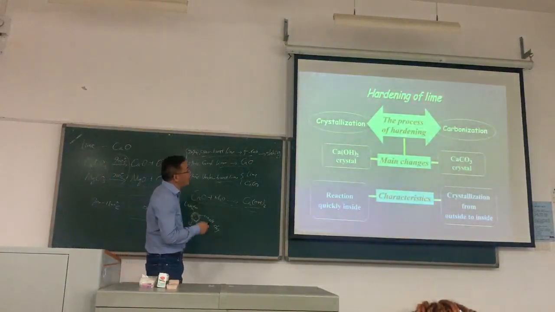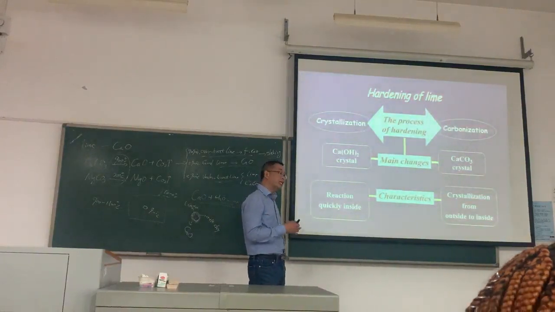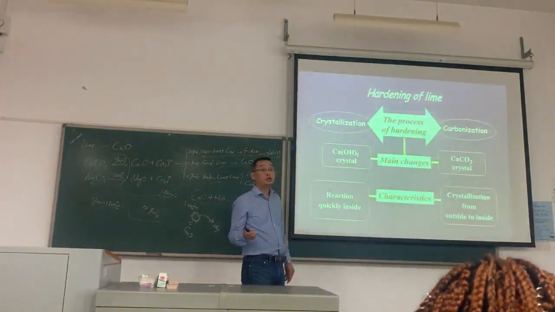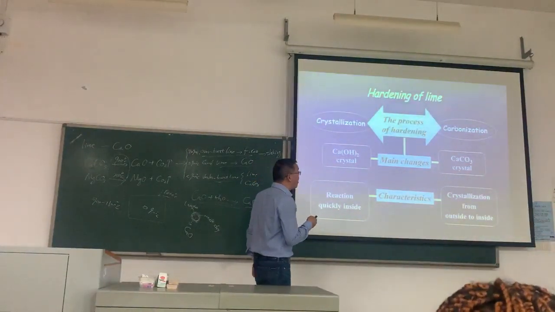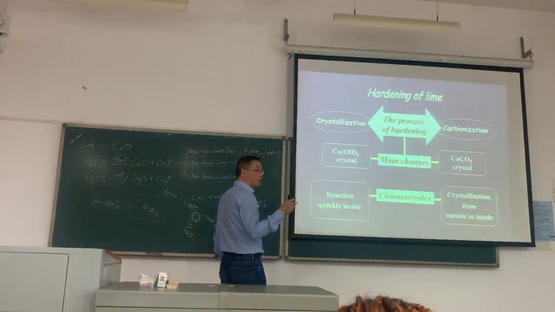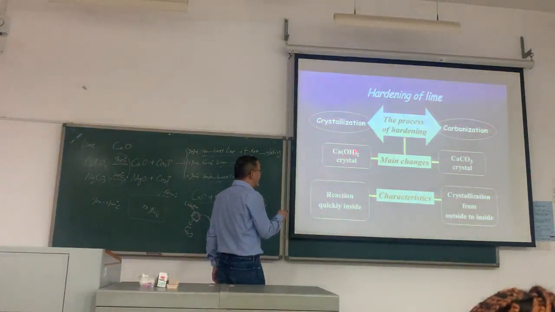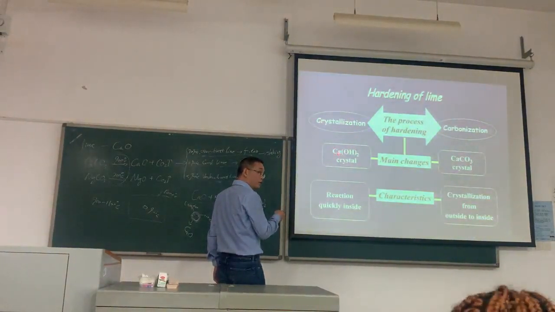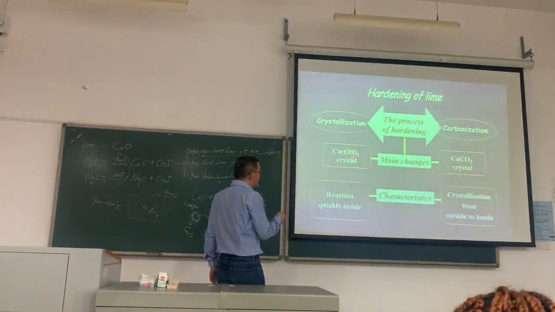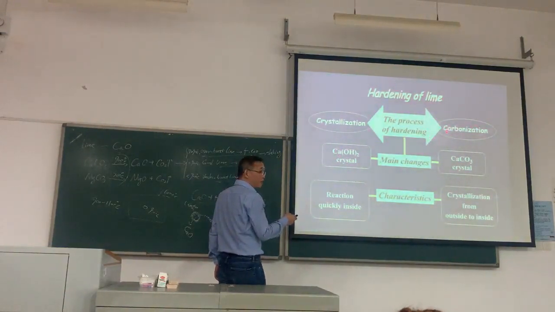So about the hardening of the lime. When we refer to hardening, it always means gaining strength. So it means the strength of the lime. In the process of hardening, there are 2 kinds of hardening. The first one is crystallization. The crystallization is about this crystal, the calcium hydroxide. And another kind of hardening is carbonization.